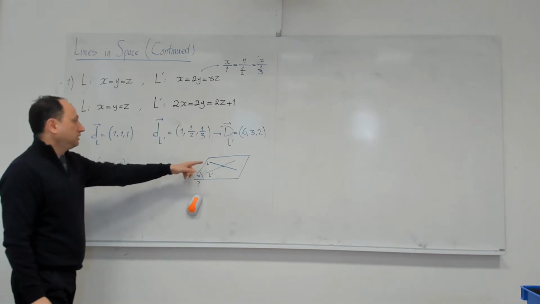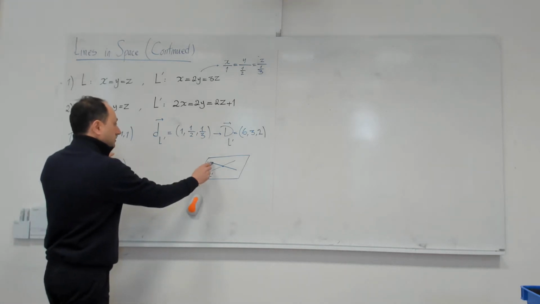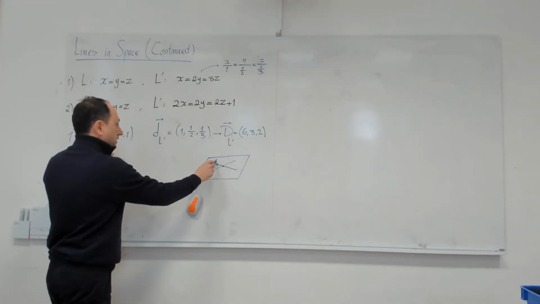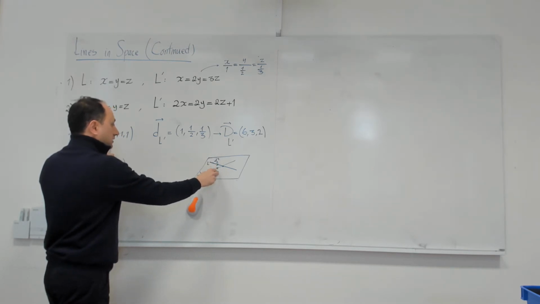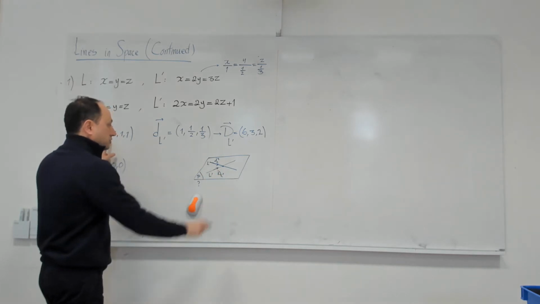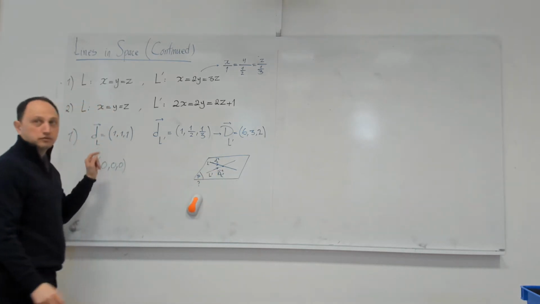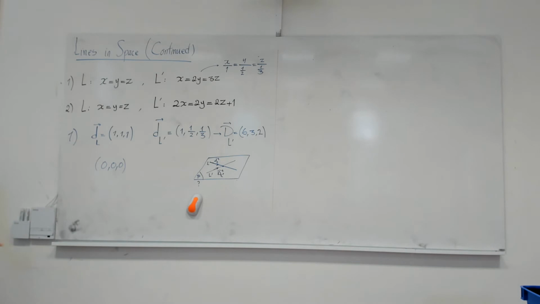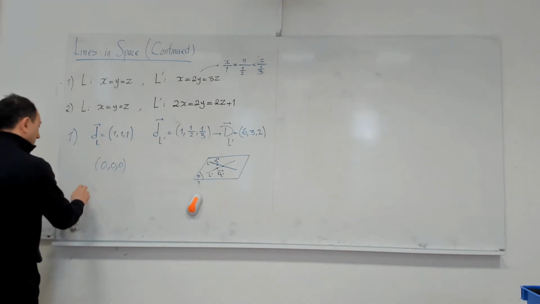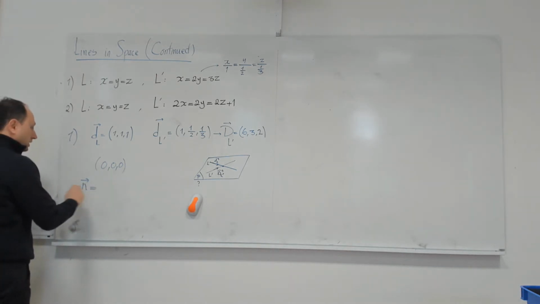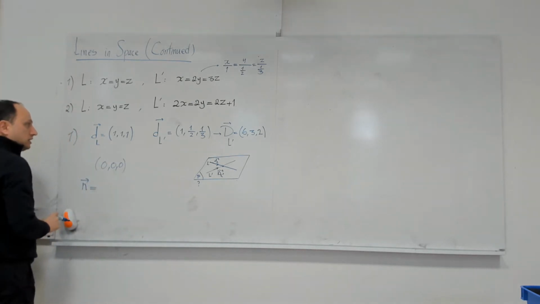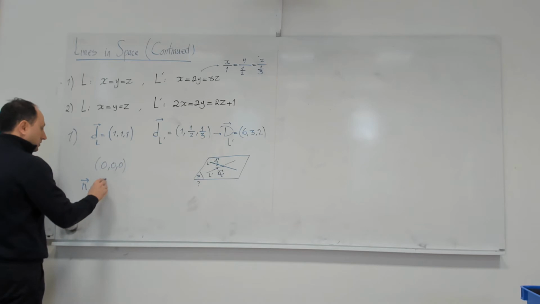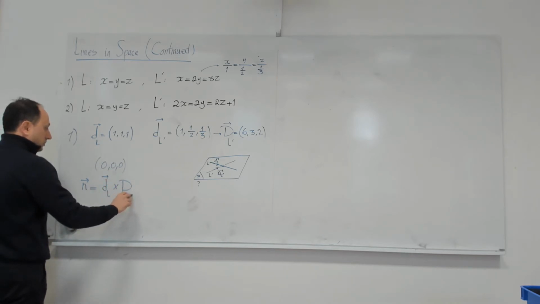Because if this is L, dl is on it, somewhere here, or parallel to it, doesn't matter, and dl prime is somewhere here. So what should I do then? I want to find a normal vector. Cross product. So that's a very standard problem. So you say that the normal vector that I am looking for is equal to the cross product of dl and dl prime.